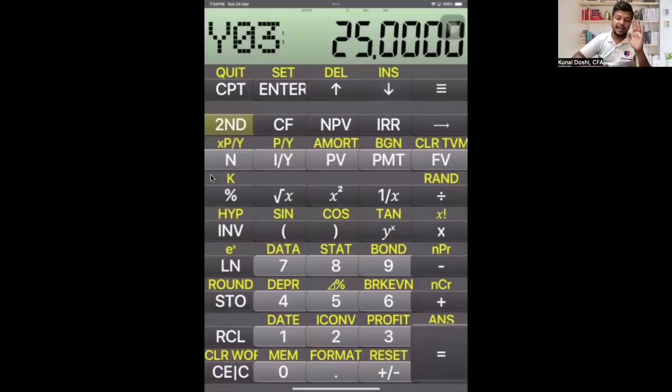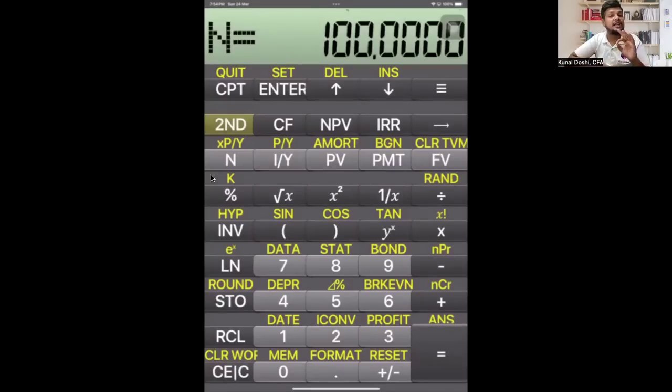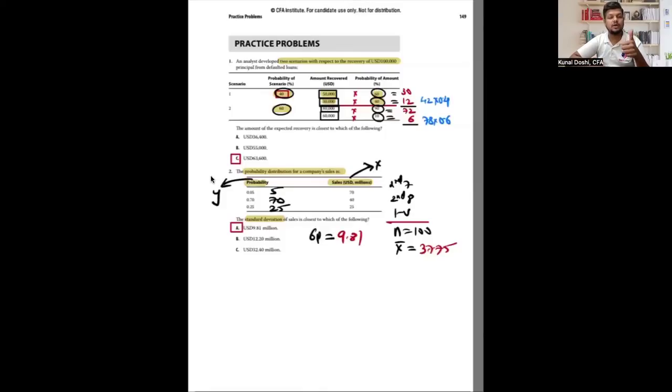Correct? Once you put all the values, press second 8, it should be 1V on your screen. If not, keep pressing second enter until you get 1V. Down arrow, your n should be 100 because the total of all probability is 100. Mean is 37.75. I don't need sample standard deviation. SX is sample. I need population standard deviation, that is 9.8075 or 9.81. Clear? Yes, the one who had doubt, right? Perfect.